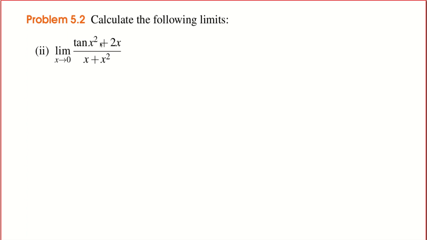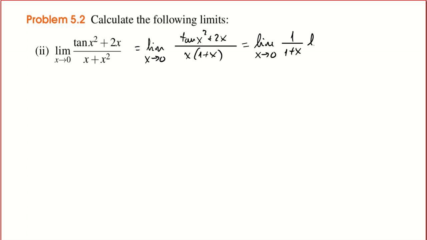But anyway, we don't have to do that because we can factor out the x in the denominator, right? And rewrite the limit as this. It's the tangent of x squared plus 2x divided by x times 1 plus x, okay? And then there is a product here, so we can multiply or split the limit as the limit of 1 over 1 plus x times the limit of the rest, tangent x squared plus 2x divided by x, okay?